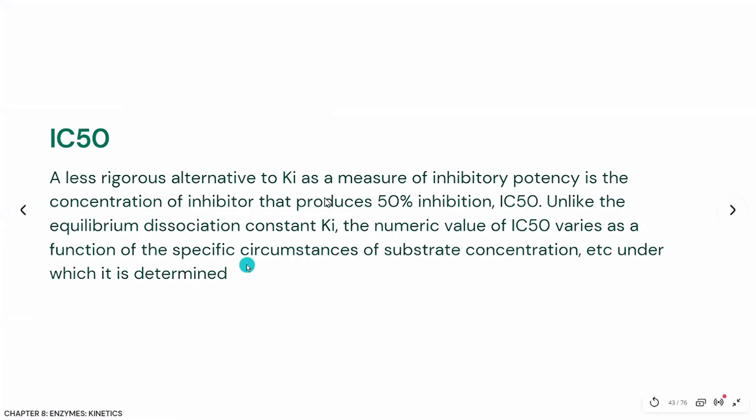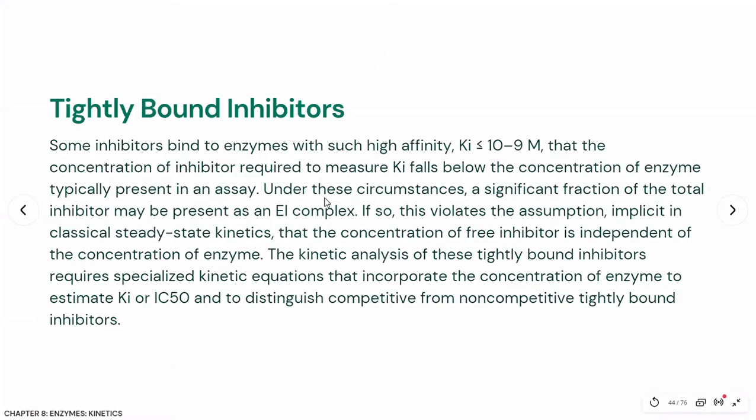So this is inhibitor, no? 50% inhibition, IC50. Oh, so you have inhibitor concentration 50%. When it inhibits 50%, that's a very effective inhibitor. And higher, no? Tightly bound inhibitors.